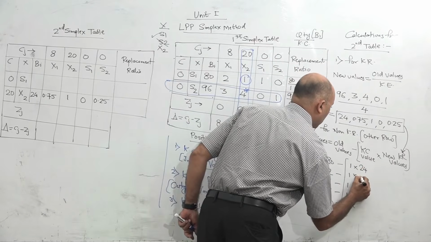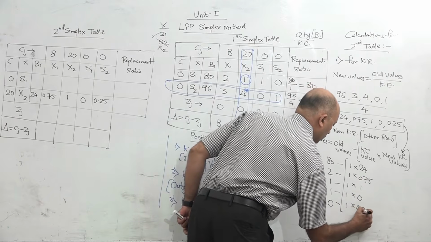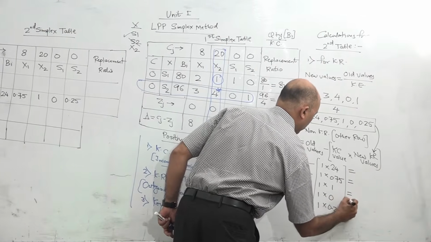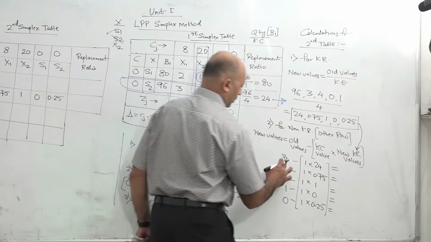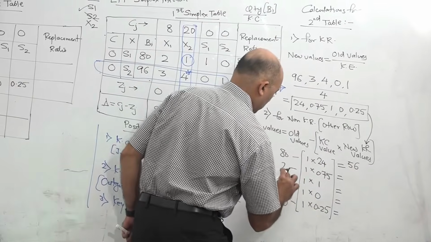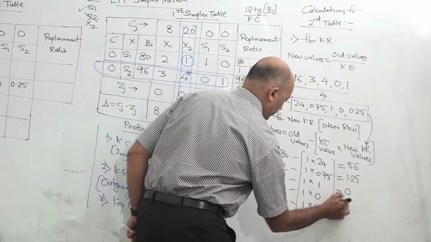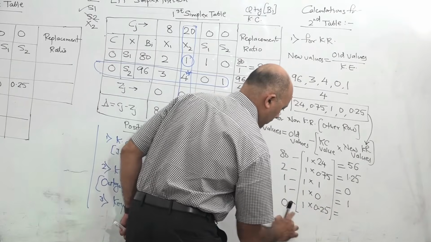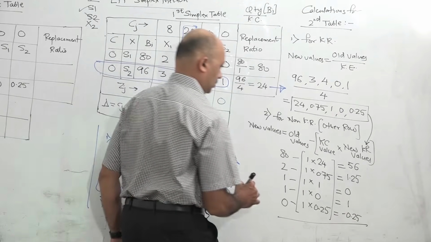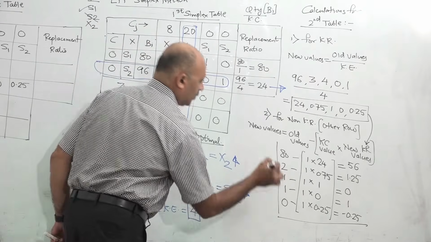24.75, 1, 0, 0.25. And when we solve this, we will get the new values. So 80 minus 24, 56, 2 minus 0.75, 1.25, 1 minus 1 is 0, 1 minus 0 is 1, and 0 minus 0.25 is minus 0.25. Okay, so these are the new values.